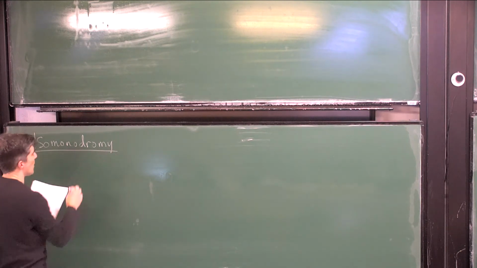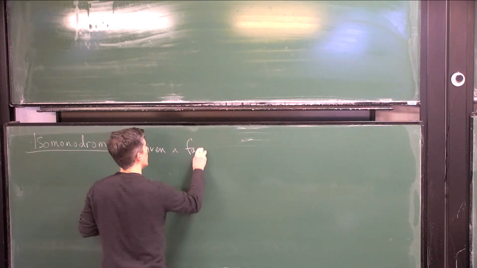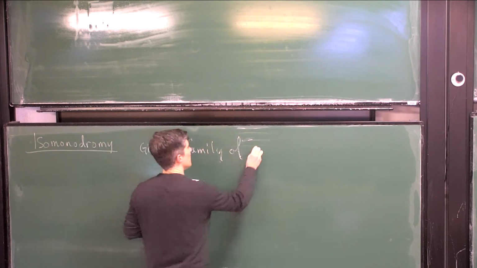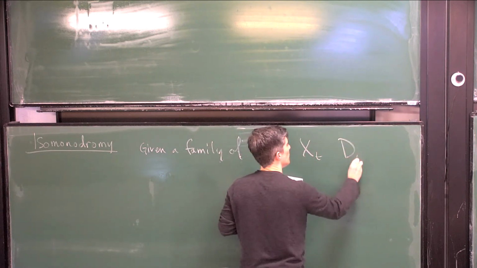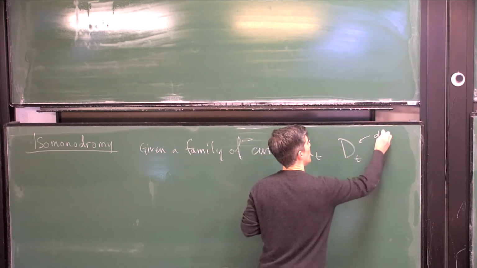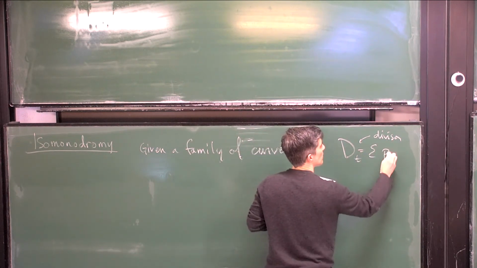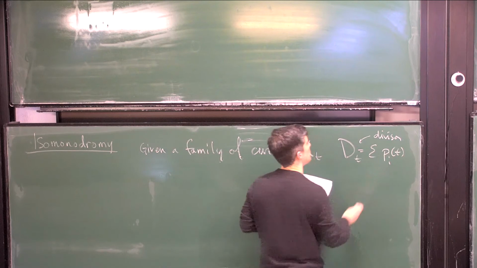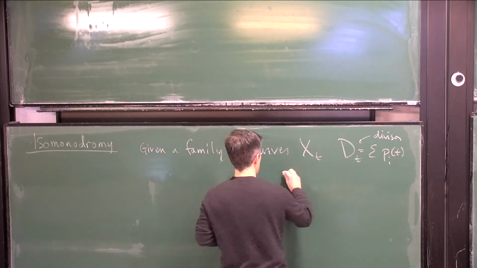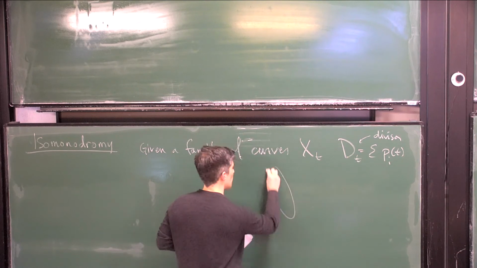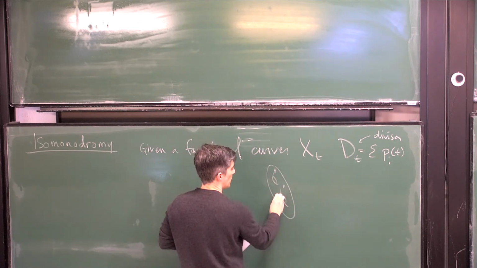So what is iso-monodromy? Given a family of curves x sub t with a divisor, this could be a sum of points which depend on t. Let me draw a picture of that. Imagine that we have these curves with a divisor on it, okay?